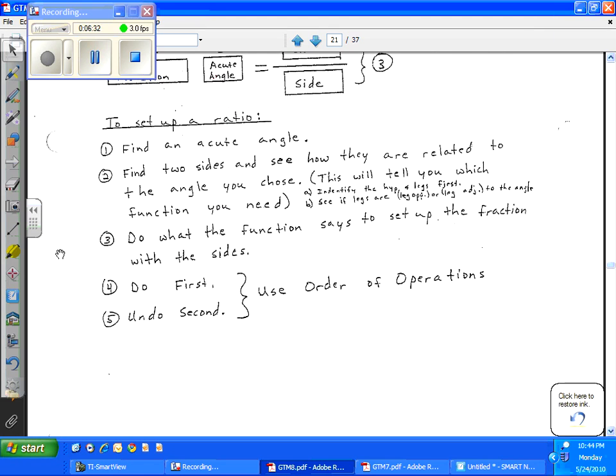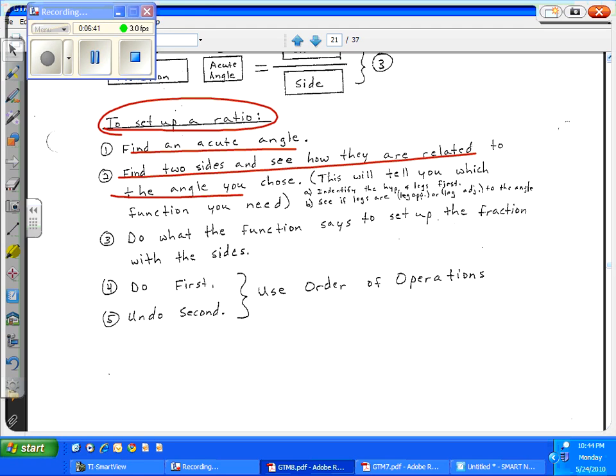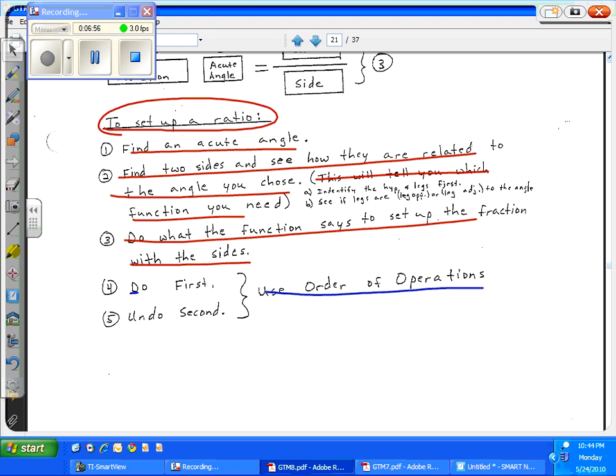To set up a ratio, you're going to find an acute angle. You're going to find two sides, see how they're related to the angle you chose. This will tell you which function that you need. You do what the function says to set up the fraction with the sides. And then you're going to use the order of operations, which is to do anything you can to simplify first and then undo in the reverse order.